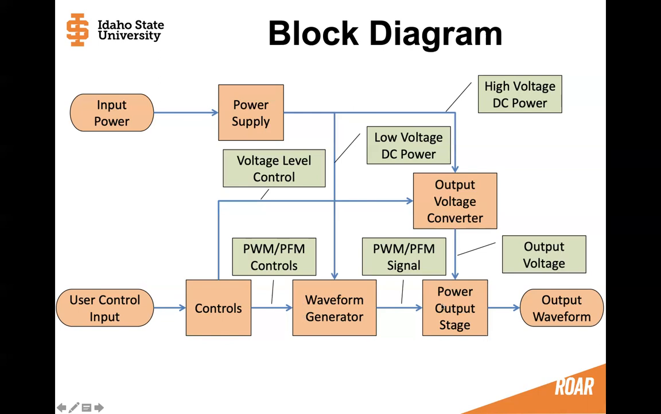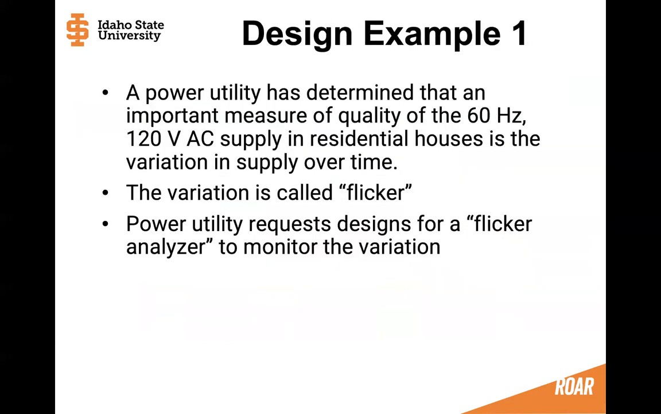And then you come up with a power output stage that gives the output waveform. And then each one of these is labeled with what is going between these two. So the power supply has a low voltage DC power and a high voltage DC power, and so the line is labeled with that information. The arrow describes what is actually occurring in that arrow. And likewise, the rest of these are also labeled: voltage control level, so some kind of signal, waveform controls. This one's a voltage. So each one of these lines is described.